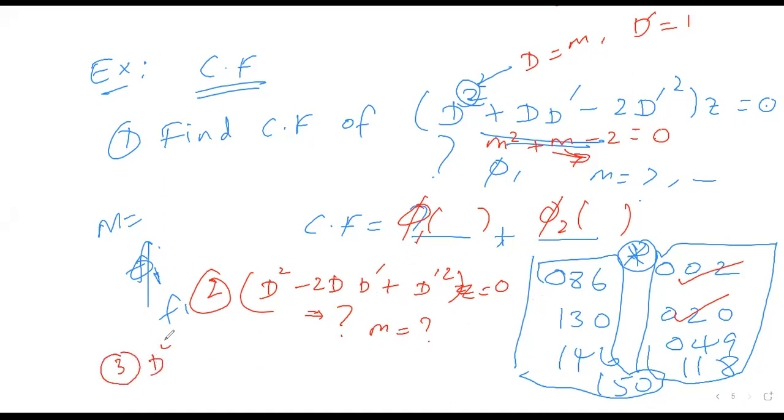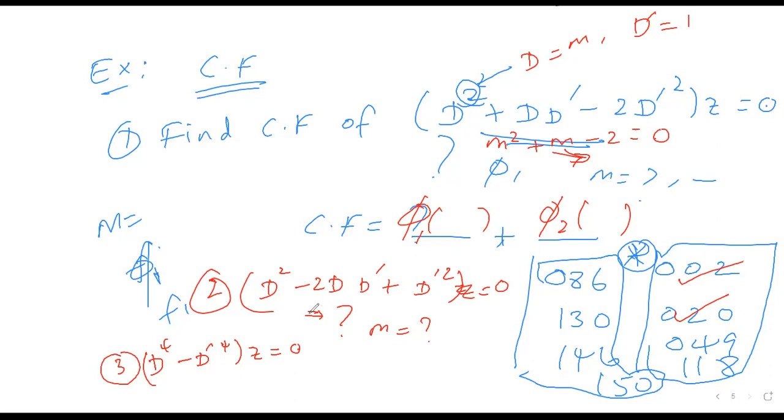What if you have d to the 4 minus d dash to the 4 of z is equal to 0? So you may have repeated answers or complex answers. So in that case, how will the solution change? That's the thing. So there are only 3 cases.